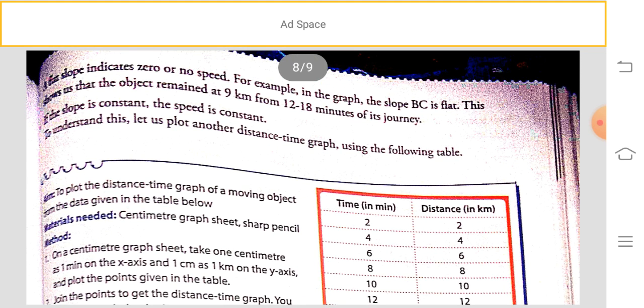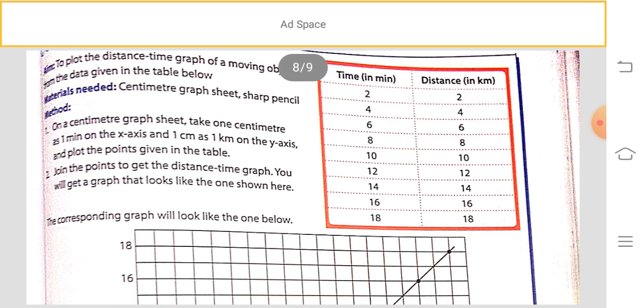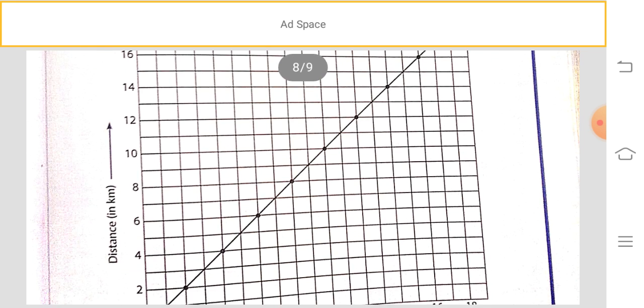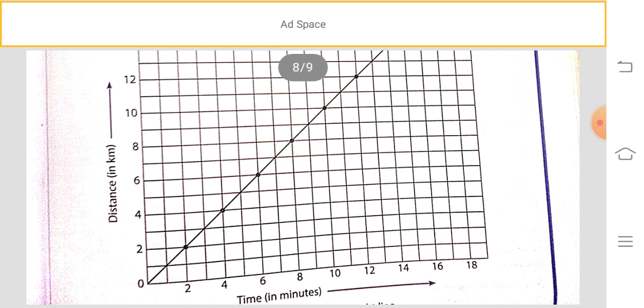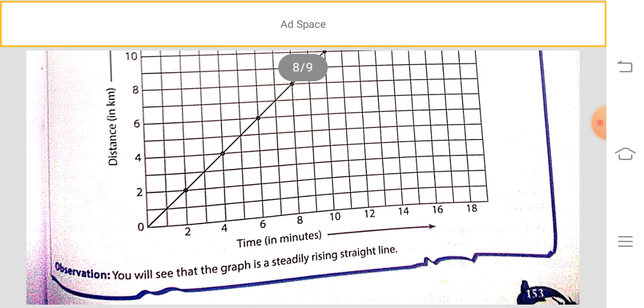And when the slope is constant, it means the speed is constant, which means we are driving at a constant speed regularly. Suppose we are driving at 45, then the slope will always be constant. Like you can see here, the slope is constant. You can see that there is a direct straight line. This shows that the speed is constant, which means the person is driving at the same speed for continuous hours. There is no change in the speed of the vehicle.